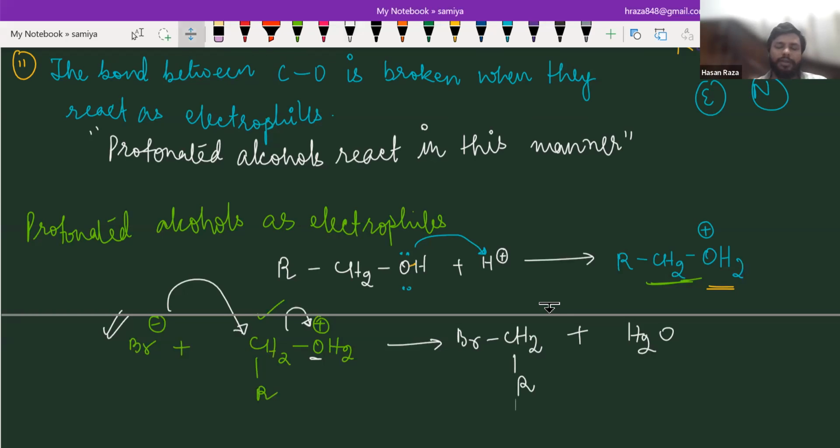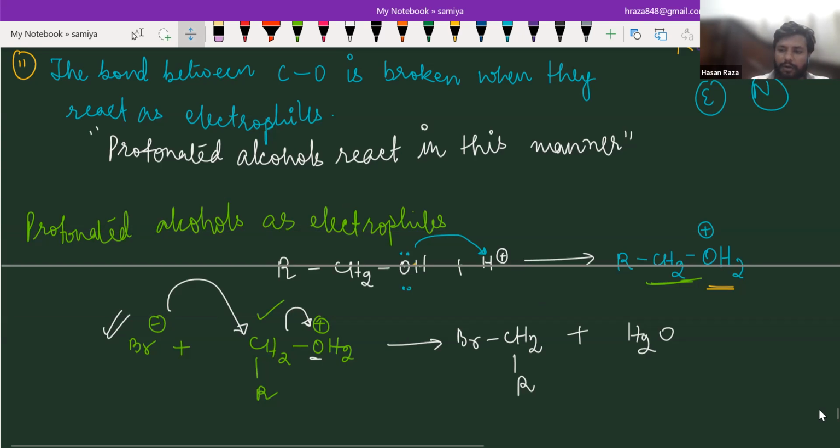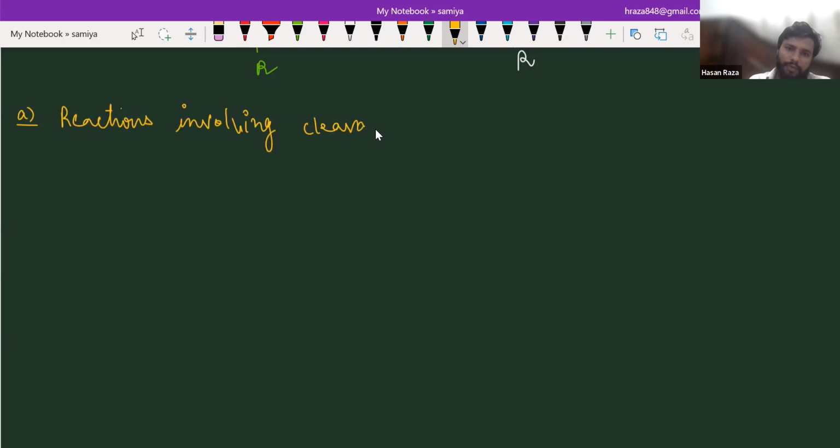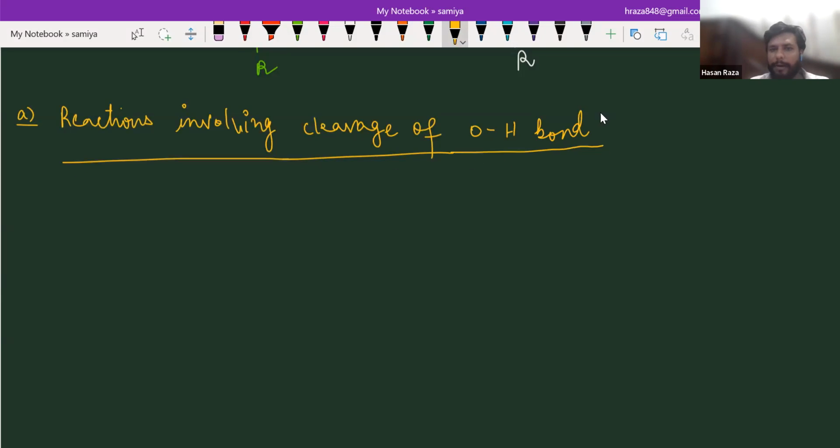When we are going to study the chemical properties, first we are going to divide them, because there will be two types of chemical properties: when the bond between O and H will be broken, and when the bond between C and O will be broken. So today we are going to start with a very simple chemical reaction, reactions involving cleavage of the OH bond. After completing this, we will start reactions involving cleavage of the CO bond. Are you getting my point?